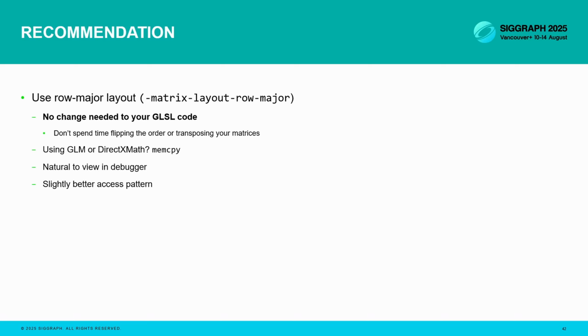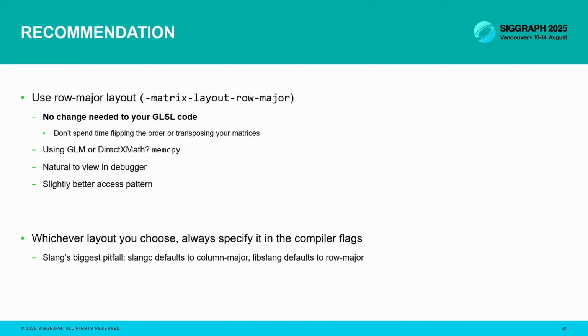The second most important thing is to always specify the matrix layout in the compiler flags. Slang's biggest pitfall at the moment, in my opinion, is that the library and the executable compilers default to different layouts. The Slang team is hoping to make these both default to row major in the future, but for now it's best to always specify it.